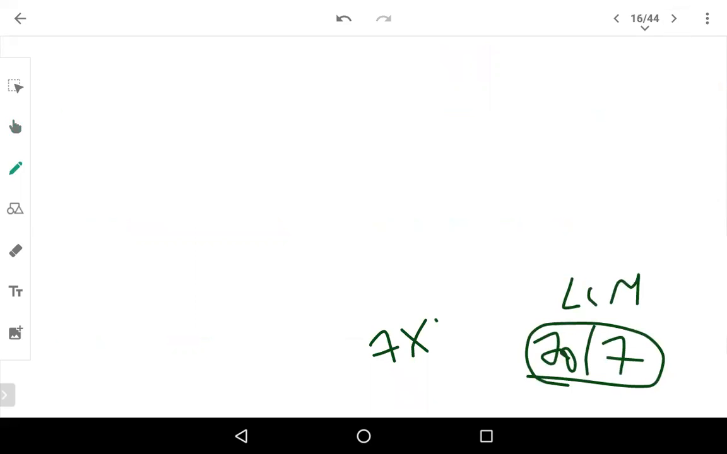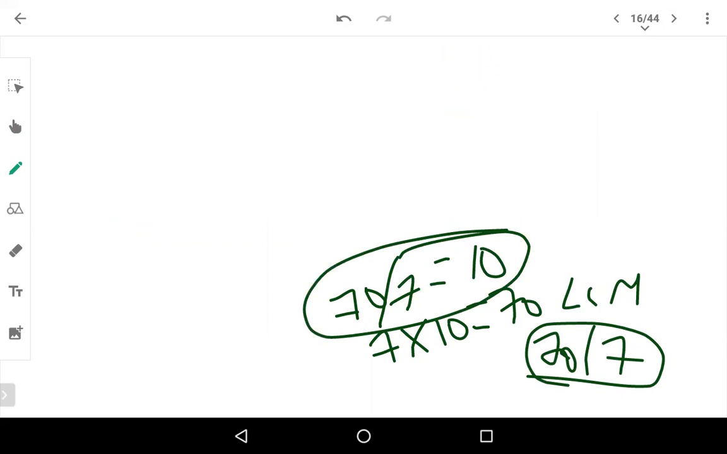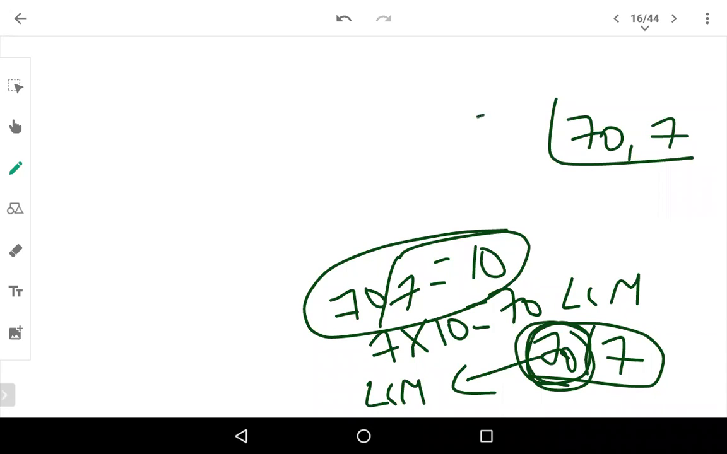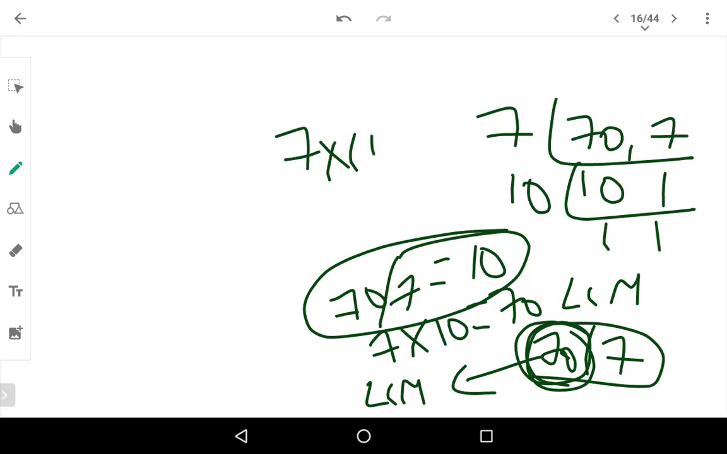70 can be divided by 7 for 10 times. Now in such cases, the bigger number, that is 70, can be considered as the LCM. Or if you're getting confused, just find the LCM of 70 and 7: 7 tens are, 7 ones are, 10 ones are. 7 into 10 is equal to 70, which is the LCM.